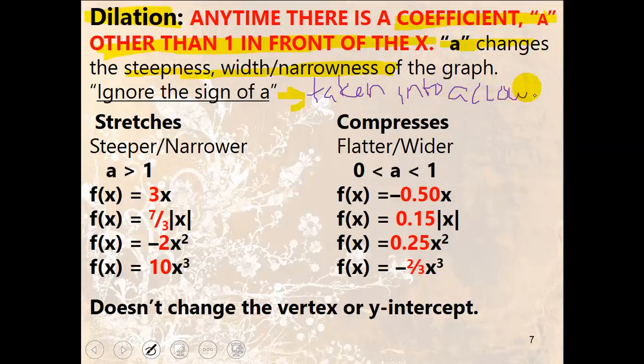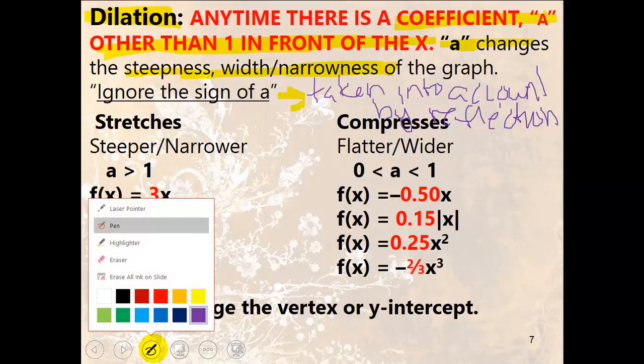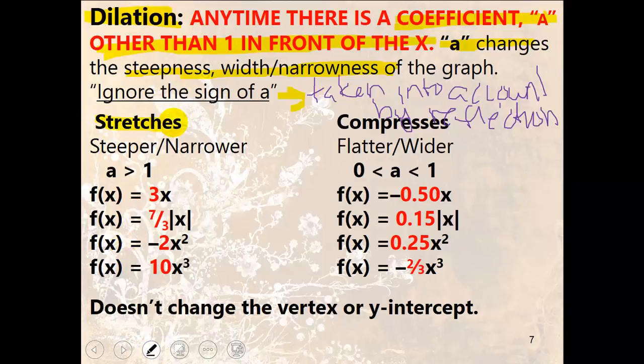So that's taken into account by reflection. It's not that we don't look at it, we just call it something different. So you have a stretch. Dilation can be a stretch or a compression. A stretch is steeper or narrower, and you get those when your coefficient is bigger than 1. Not equal to 1, but bigger than 1.